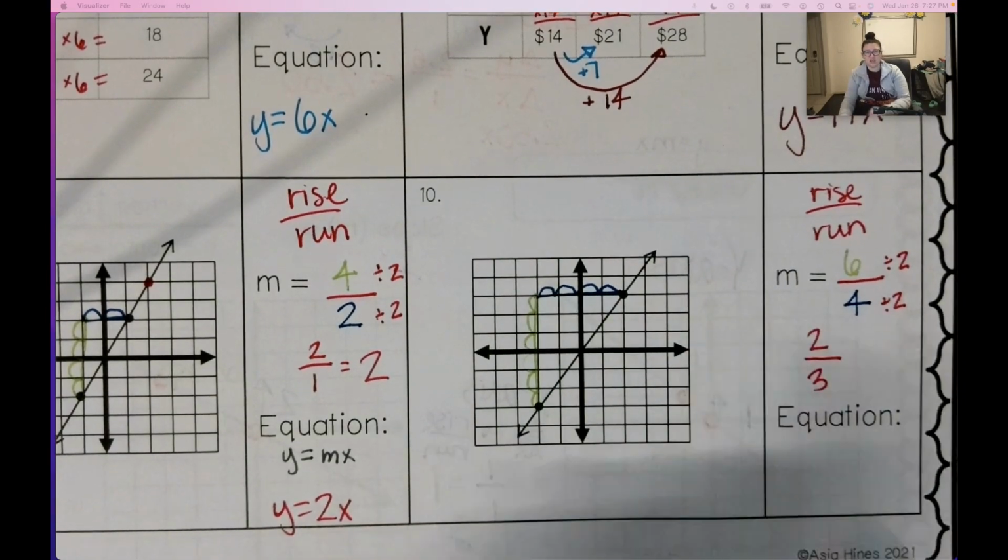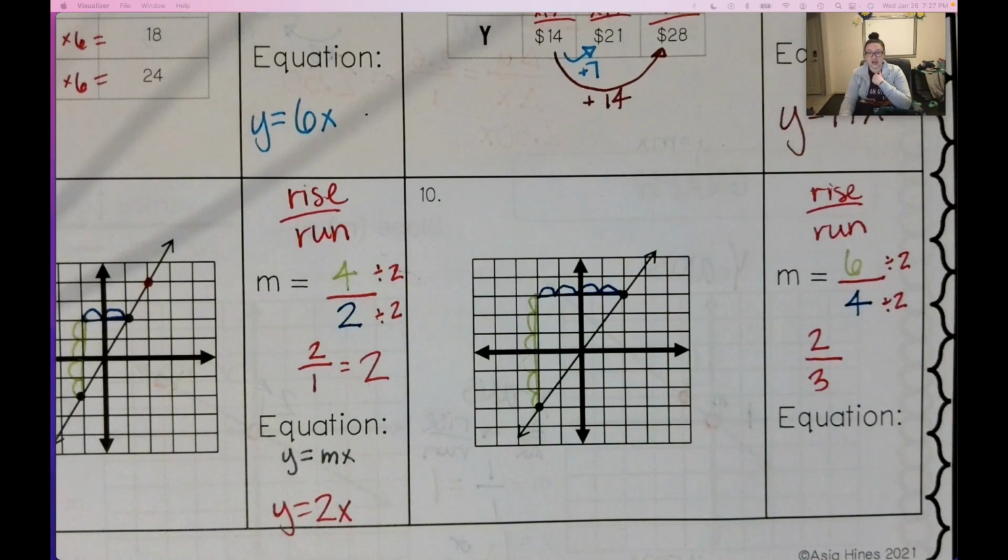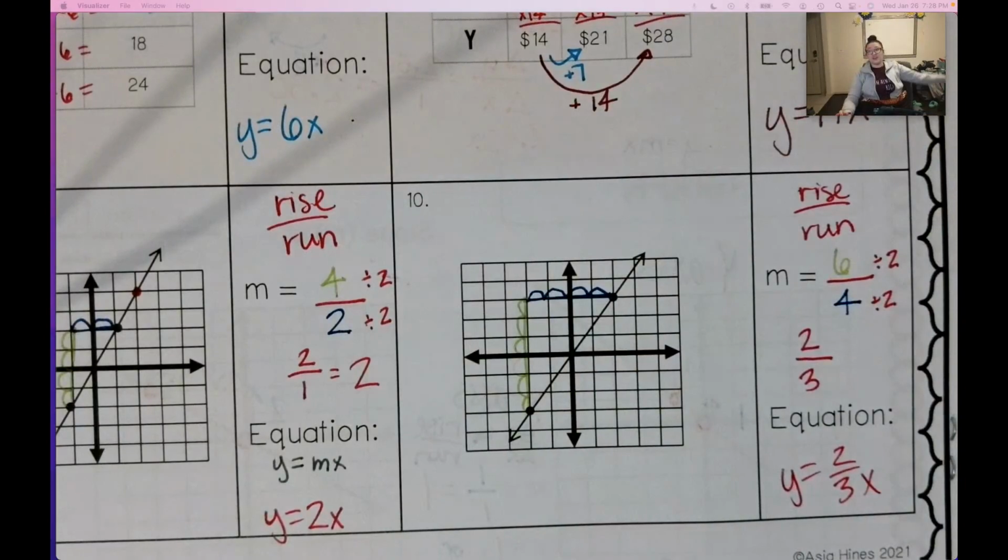If you got any of that wrong, make sure you go back and fix it. And then I want you to write down the equation. So go ahead, pause the video, try the equation for me. Hopefully you got that the equation is y is equal to 2/3 x.